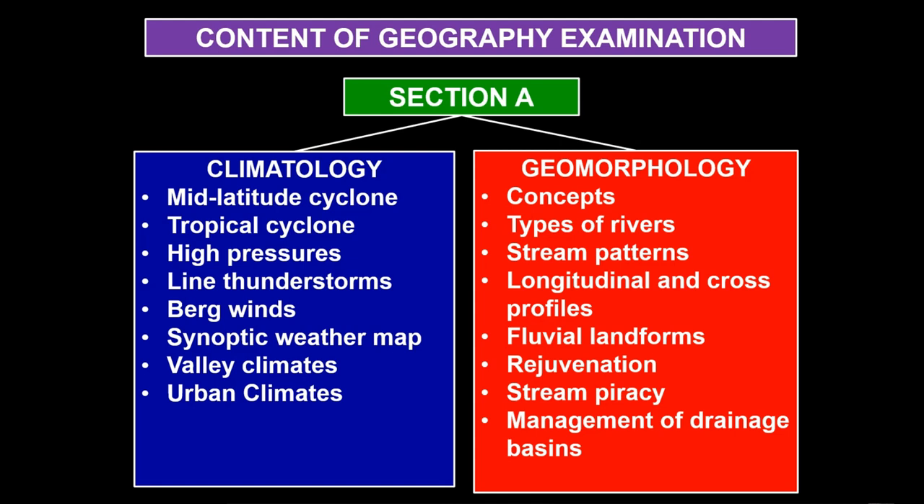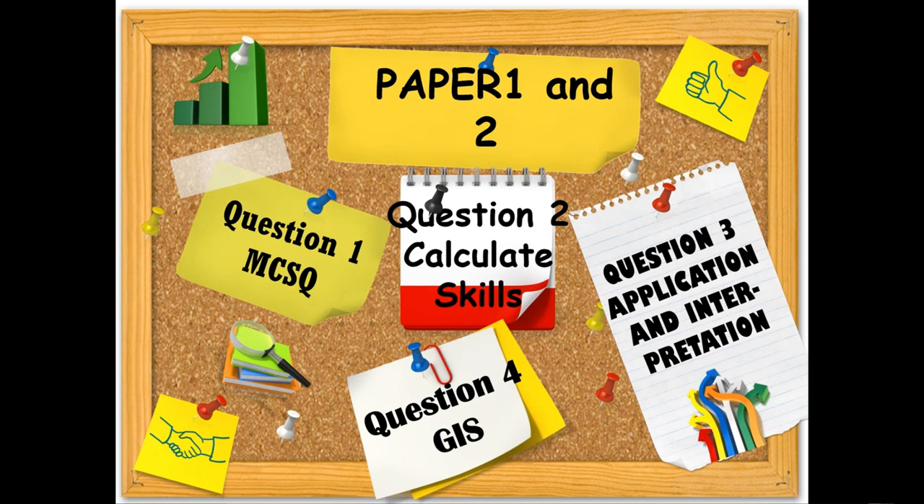Right, then another point that is very, very important that we need to know is how your papers are going to be set. Right, so paper one will be your geography, which will be your climatology and your geomorphology, and then part of this paper one will be your map work.